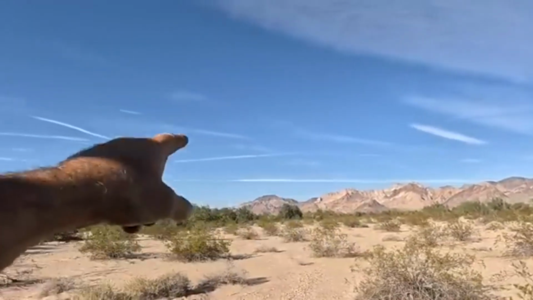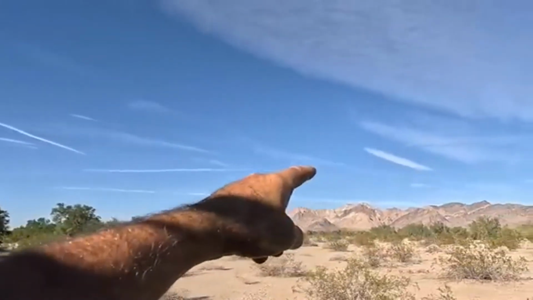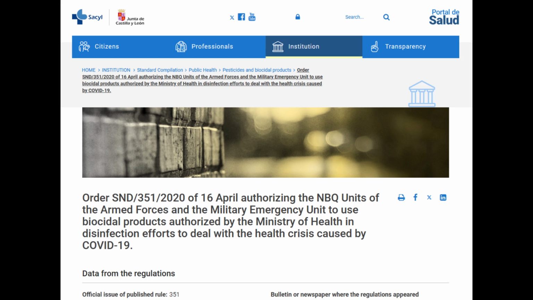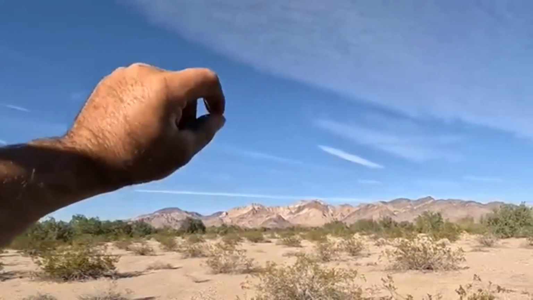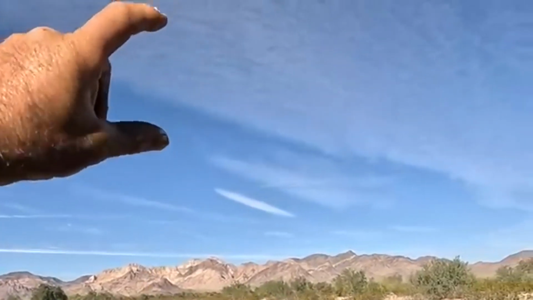But then when COVID came around, in Spain there's a document, and you can all look it up: SND/351/2020. This is a document that was brought out by the Spanish government on the 16th of April 2020, where they actually said that they were going to spray us with biocides using the technology of the Royal Air Force, their military air force, that could create, well, they said micronebulation, which is micro clouds and stuff like that. So I was like, oh well, that one's blown out of the water as well, because now my government is actually telling me that they're going to use the technology that they've got to make cloud seedings, and they're going to actually spray biocides on us.